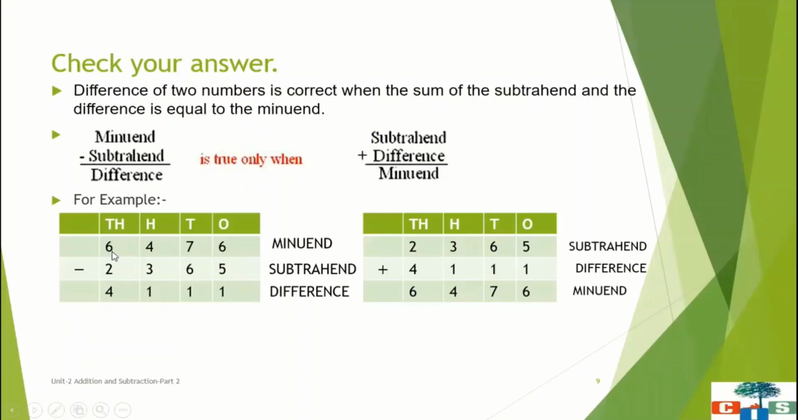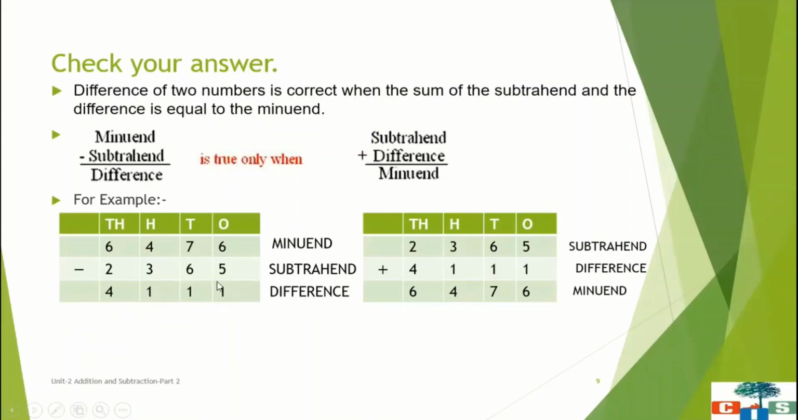We have an example with us: 6,476 as minuend minus 2,365 as subtrahend. When we will subtract these numbers, 6 minus 5 is 1. 7 minus 6 is 1. 4 minus 3 is 1. 6 minus 2 is 4. 4,111 is the difference. Okay, now we will see whether our subtraction is correct or not.